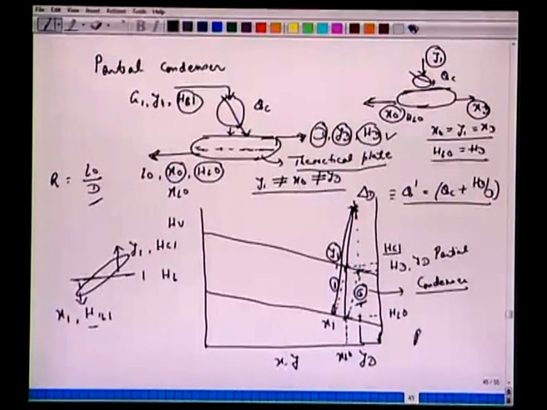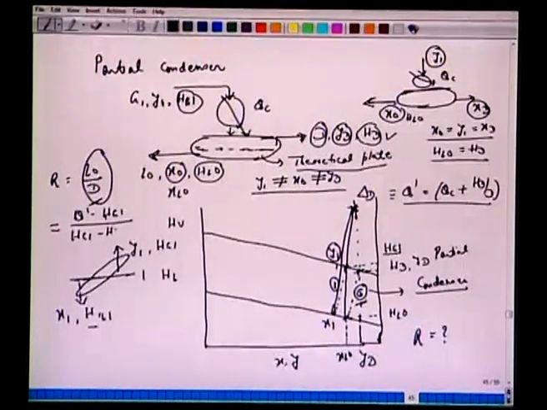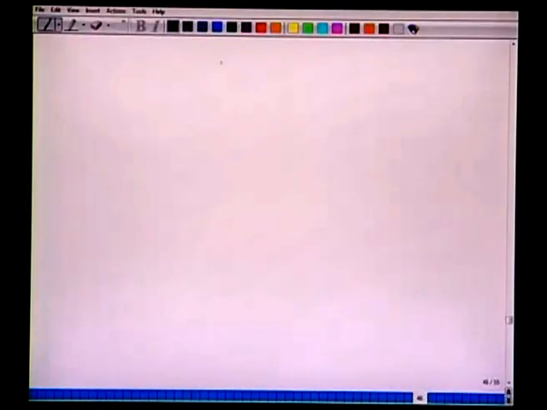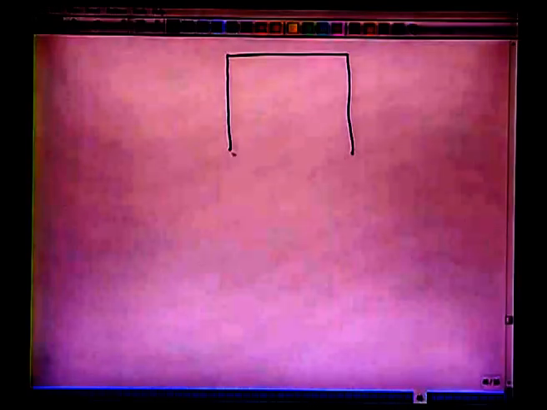Now, look at the reflux ratio R. The reflux ratio definition is the same as here, L0 by D, which, if you recall, we can also define as (Q prime minus Hg1) over (Hg1 minus HL0). To mark the same point, let us start with a fresh enthalpy curve, the HXY diagram.